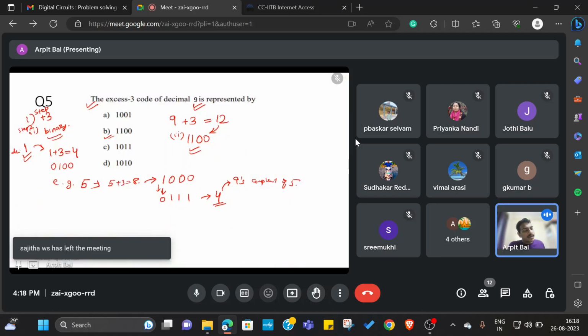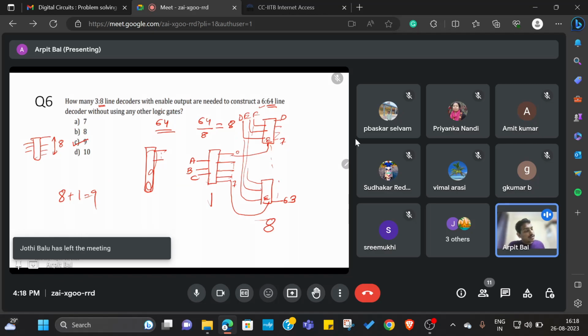The next thing that we did is related to XS3 code representation. So we learnt what the steps are to represent a decimal number in XS3. First you add 3 to it. Next you convert whatever is present in decimal to binary. Similarly for 9, we first added 3, that becomes 12, and then we convert it to binary.